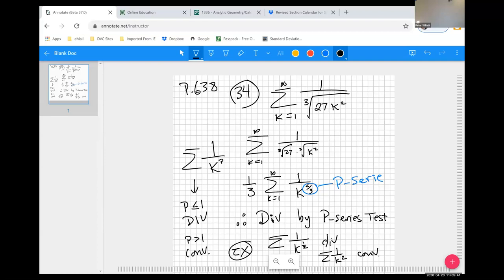And 1 over k to the 1/2 is 1 over the square root of k. You can compare those because we also did those kinds of values in 7.8 when we looked at improper integrals, and that's kind of what set us up to this. 1 over k is also a good comparison of a divergent series because that's the harmonic series.